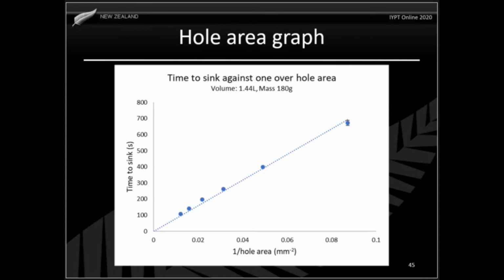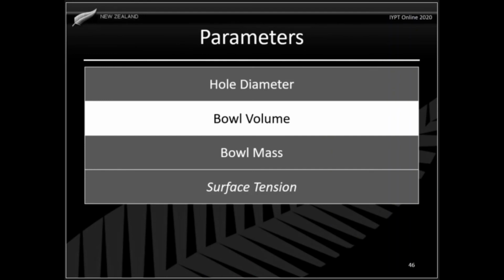As you can see, when the time to sink is plotted against 1 over the hole area, we get a linear trend. I will now talk about bowl volume.